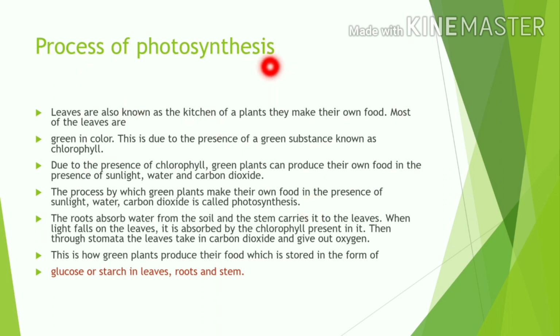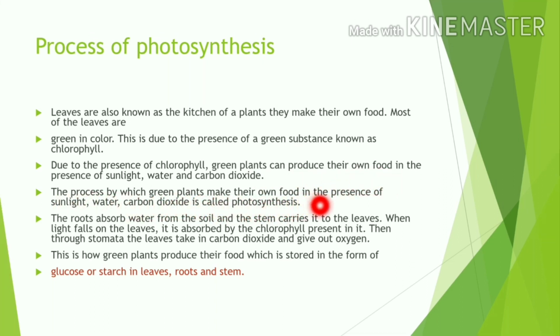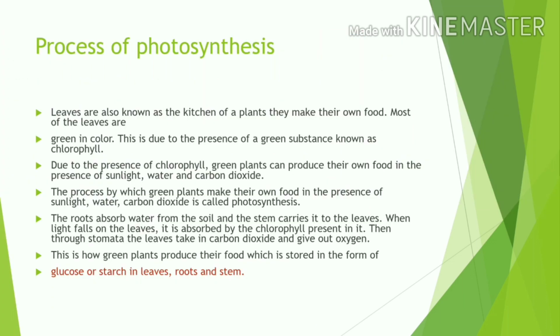Next is the process of photosynthesis. Leaves are also known as the kitchen of a plant. They make their own food. Most of the leaves are green in color. This is due to the presence of a green substance known as chlorophyll. Due to the presence of chlorophyll, green plants can produce their own food. The process by which green plants make their own food in the presence of sunlight, water and carbon dioxide is called the photosynthesis process. So this entire process is known as the photosynthesis process.